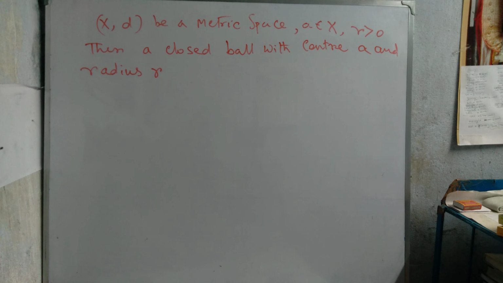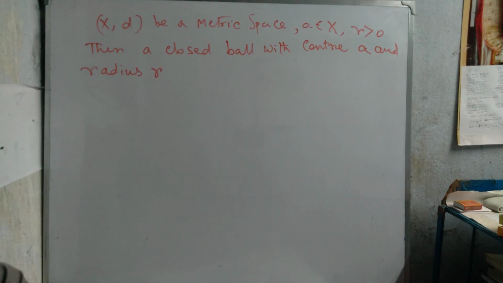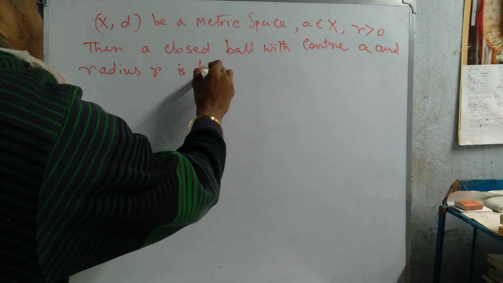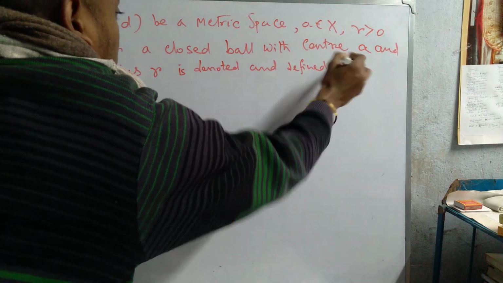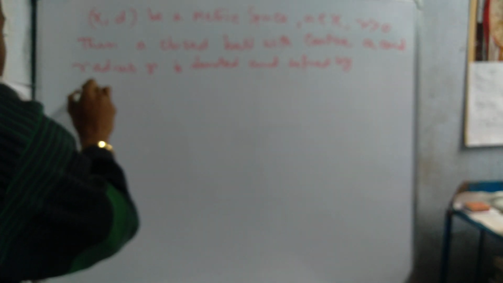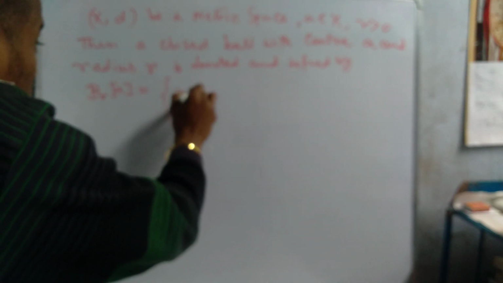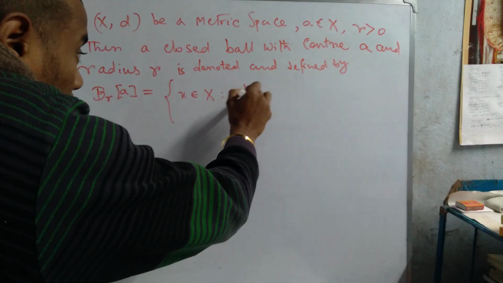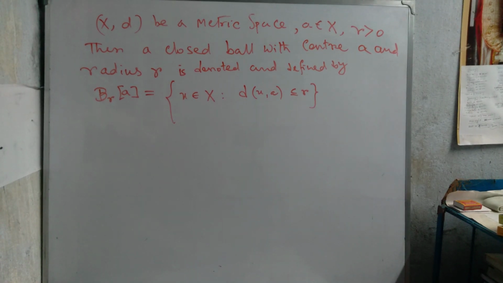Let (X, d) be a metric space, a belongs to X and r greater than 0. Then a closed ball with center a and radius r is denoted and defined by B_r[a] = {x belongs to X such that d(x, a) less than or equal to r}. Okay, this is the closed ball.